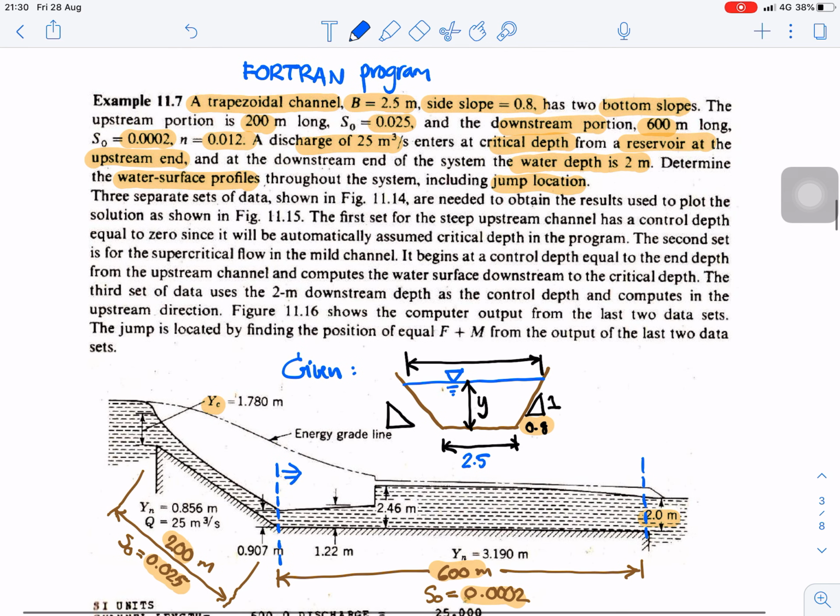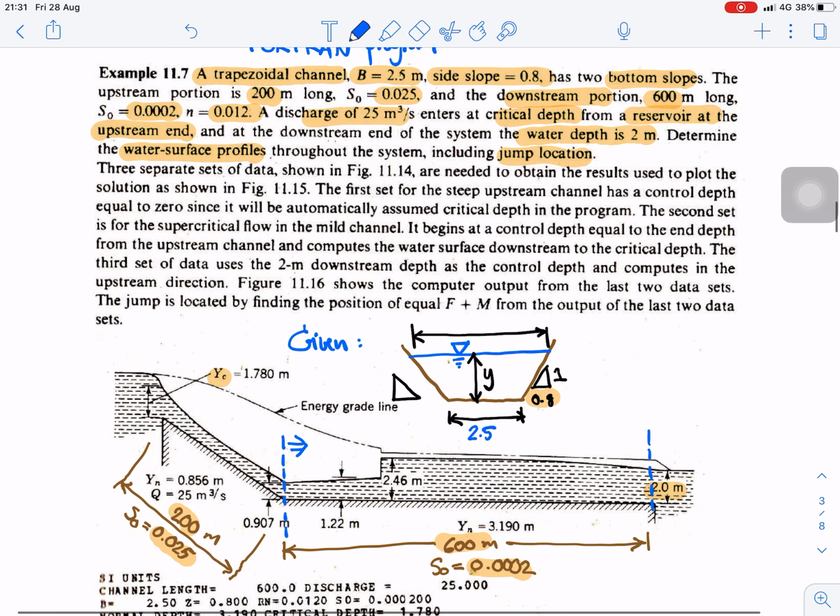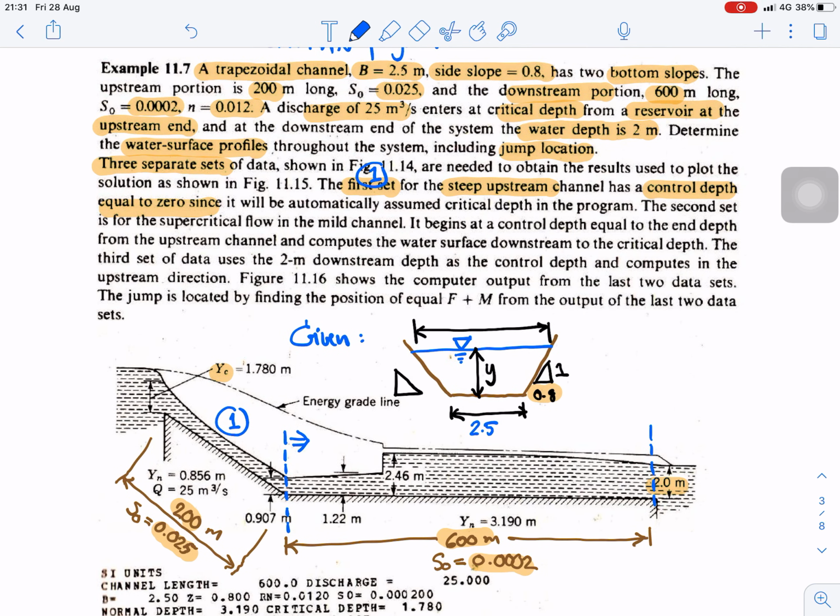So we just learned how it works, and we can write the program in Excel to solve this problem. The explanation starts from three separate sets of data. The first set, the steep upstream channel, has a control depth equal to 0, since the program automatically assumes critical depth. So this is the first portion, the first set of data.